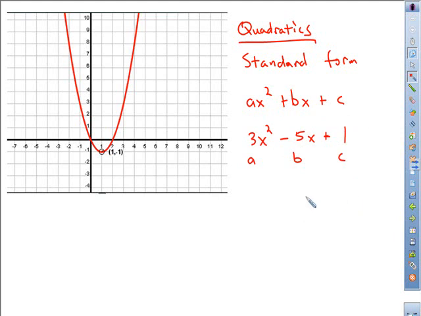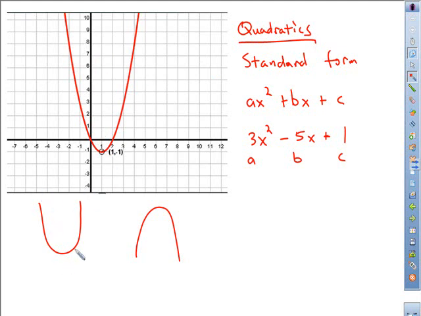Now when you graph a quadratic, there are two different shapes that you might get. The first one is a U, or what I call a happy face. The second one might be an upside down U, what I call a sad face. So when is the parabola going to be happy? When you graph a quadratic, this U shape is called a parabola.